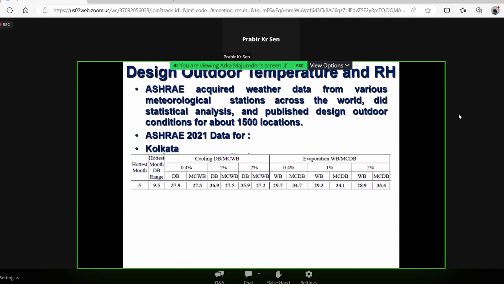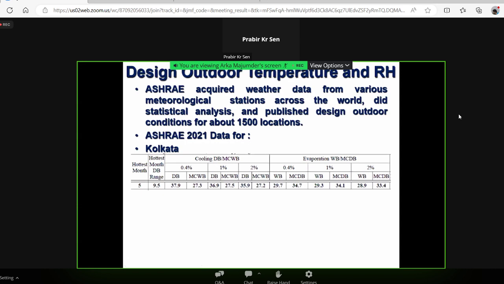ISHRAE has collected data from various meteorological stations, and they have made a statistical analysis of dry bulb temperature and found out what will be the temperature which is included within 99% of the days, 99% of the time. That is 1% occurrence level. So they found 36.9.